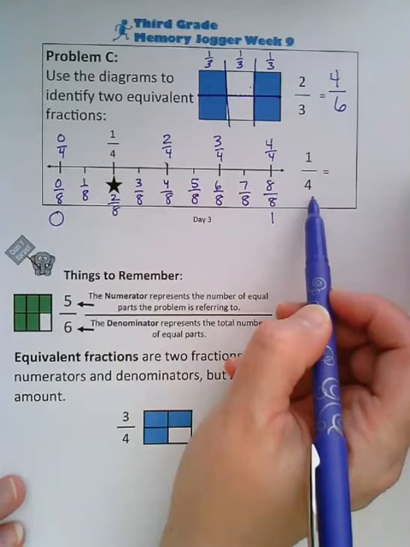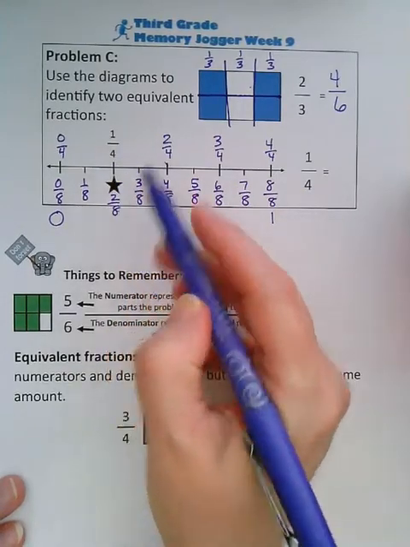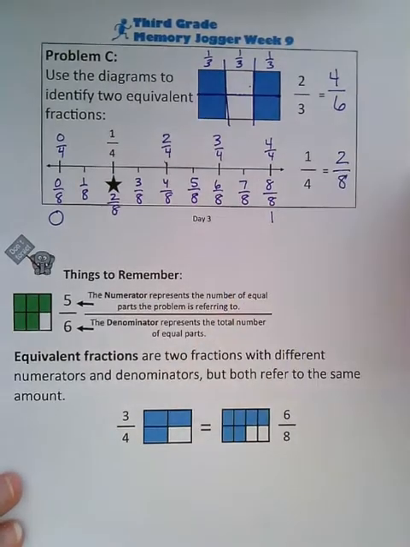Which fraction was equivalent to 1/4? We see 1/4 is at the same place on the number line as 2/8. So 1/4 and 2/8 are equivalent.